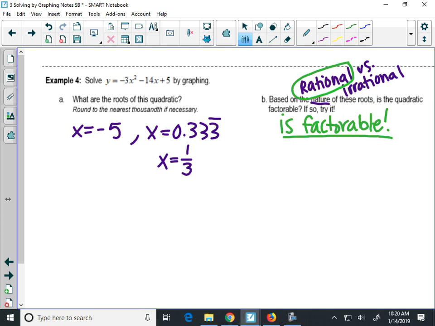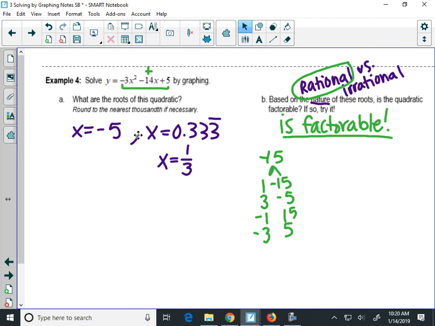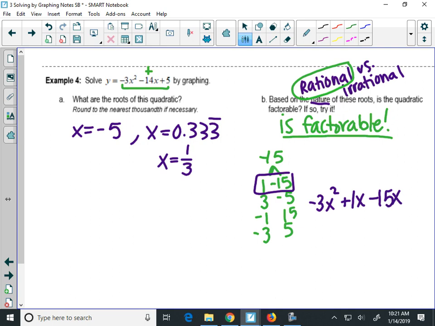So in this problem, I would start by splitting the middle. Negative 3 times 5 is negative 15. Two numbers that multiply to negative 15, we need a positive and a negative. So 1 and negative 15, 3 and negative 5. And then I would go the other way. So I'd have negative 1, positive 15, negative 3, 5. Well, the numbers that add to negative 14 here are going to be 1 and negative 15. So when I factor by splitting the middle, I would rewrite the first term, and I would do plus 1x minus 15x plus 5.